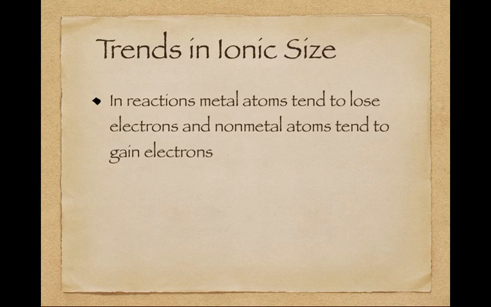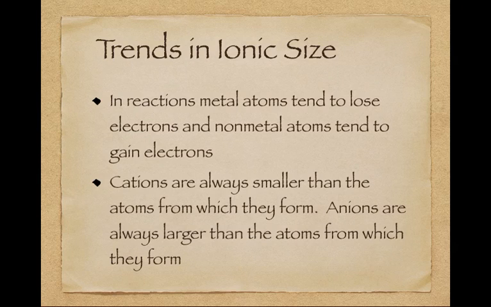Now let's talk about the size of these atoms, because this is kind of weird. In metals, things like lithium or iron or whatever, atoms tend to lose electrons. Nonmetals tend to gain electrons. Now think about it. If something's going to lose an electron, is it going to get bigger or is it going to get smaller? It's going to get smaller. On the other hand, the nonmetals that gain electrons, they're going to get bigger. Okay, so cations are always smaller. Cations, remember, are the positive ones. Those are the ones that lost an electron. They always get smaller. Anions always get larger. They gained electrons, so they're larger than the original.